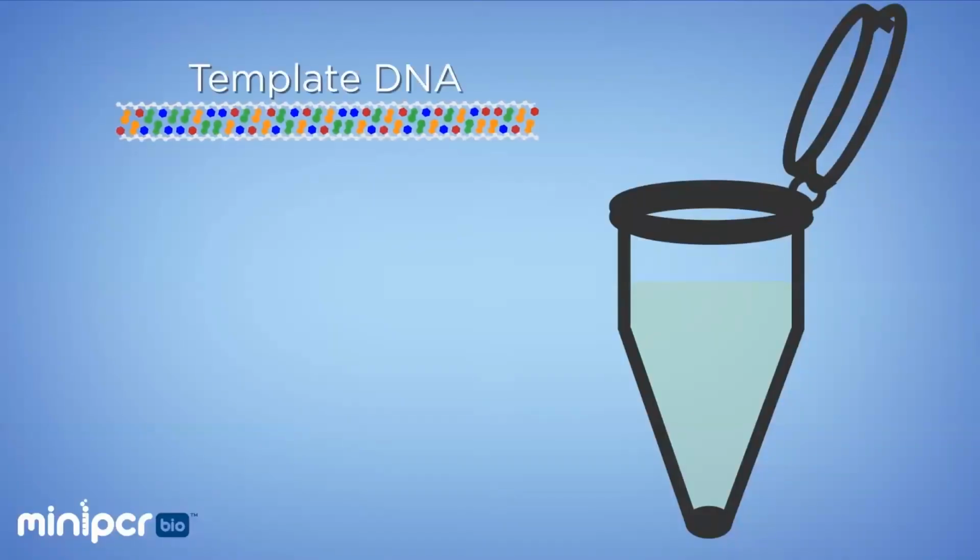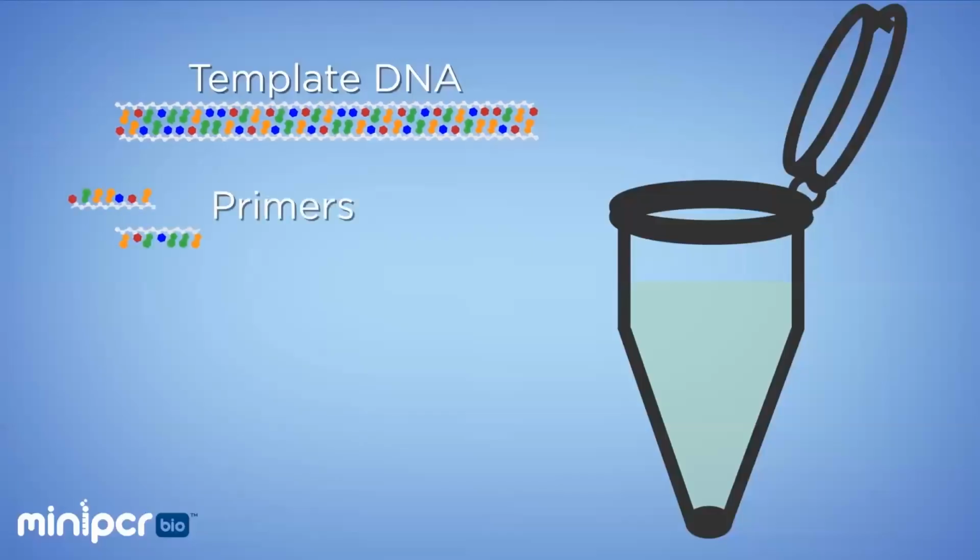First, we need our DNA template. Remember that this template is often a part of a complex DNA sample. Depending on the experiment, this DNA could come from almost anywhere, including a human blood sample, a water sample, a food sample, or even a bacterial swab. We also need our DNA primers, which specify which area of DNA we want to amplify.